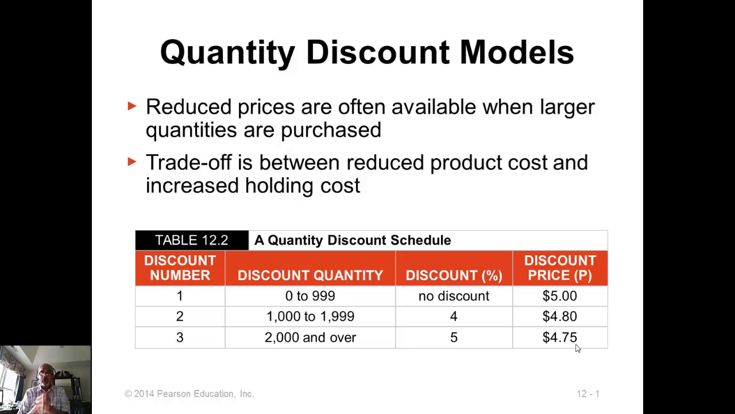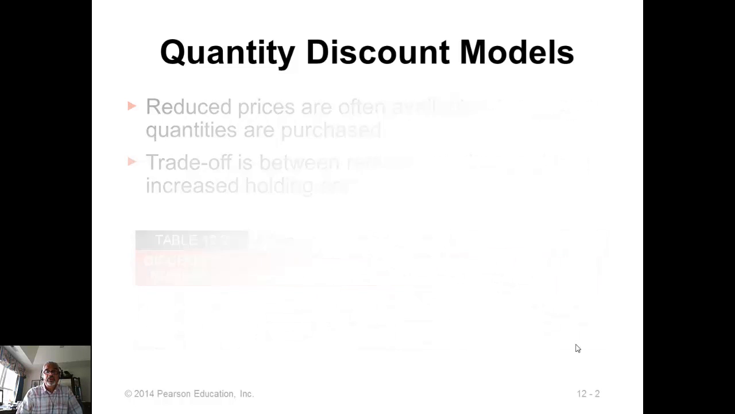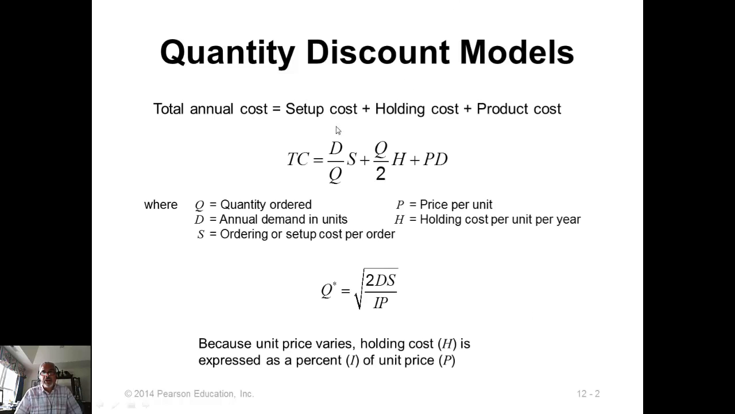So our annual total cost should now include the cost of the item as well. So it's not only the annual ordering cost and the annual holding cost, but annual product costs also must be included in the equation. Now, in quantity discount models, typically the holding cost will be given as a percentage of the cost of the item. So when the cost of the item changes, the holding cost will also change. So that is given by this formula, I times P, where I is the percentage and P is the cost of the item.